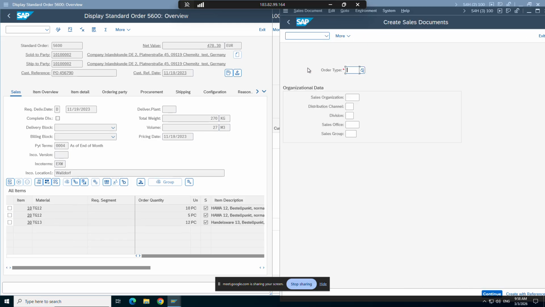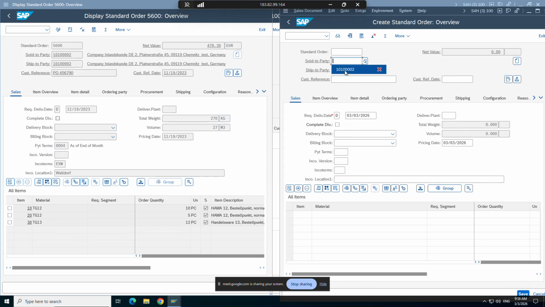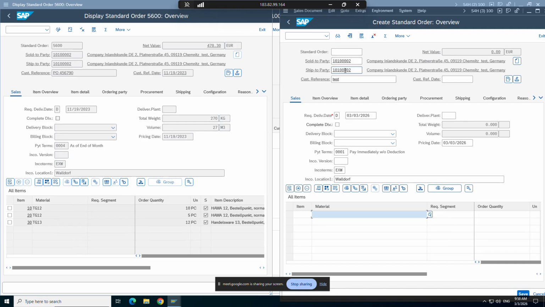001 will take over, will take 010, 10. Let's take this. Let's post it. Let's say I'm giving TG 12, give some quantity.